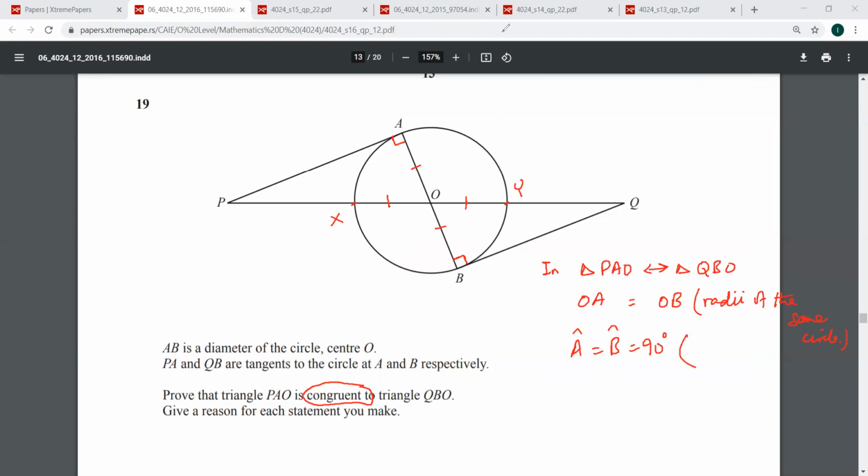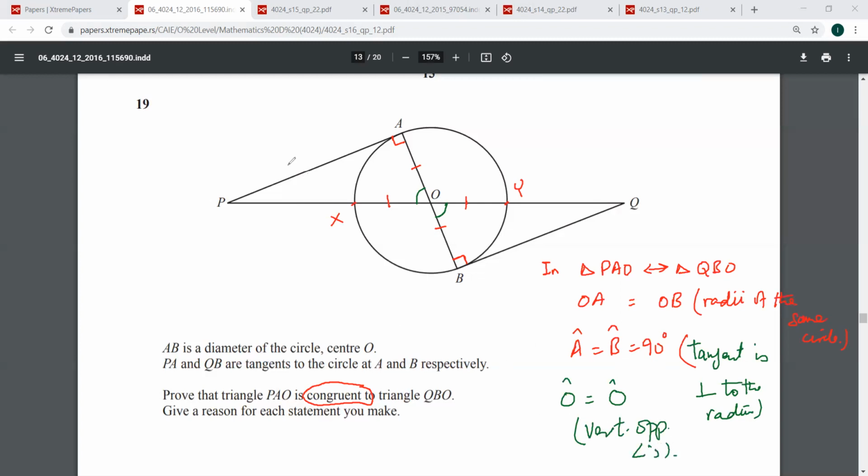The reason for this is that tangent is perpendicular to the radius or the diameter. Okay. Now the second reason. Thirdly, I can see that this angle is equal to this angle. So angle O from this triangle is equal to angle O from this triangle, and the reason for that is vertically opposite angles.